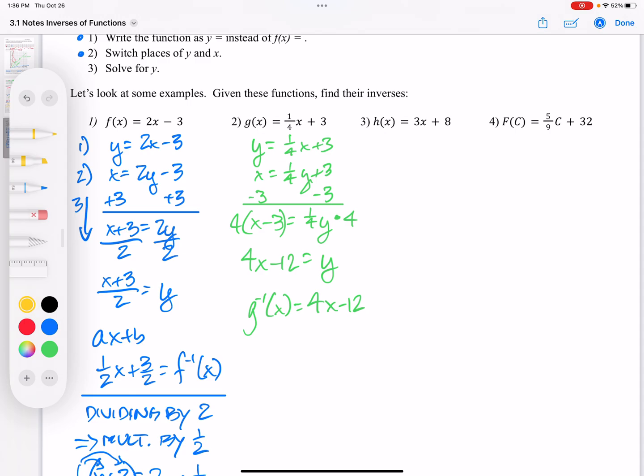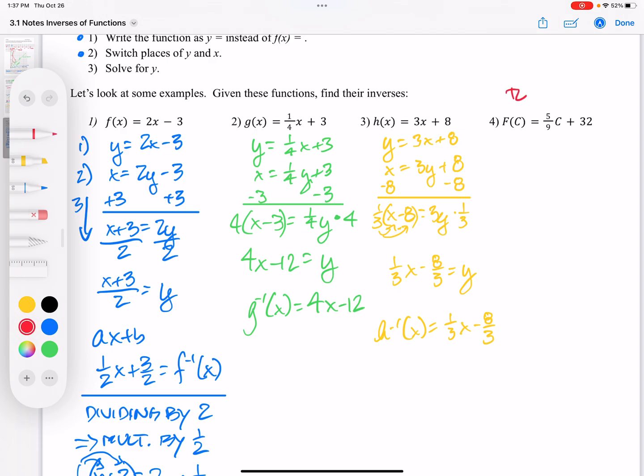Next one works much the same. y equals 3x plus 8. x equals 3y plus 8. Subtract 8 from both sides. That gives me x minus 8 equals 3y. The inverse of 3y is 1/3. So distribute that 1/3. That gives me 1/3 x minus 8 over 3 equals y. So h inverse of x equals 1/3 x minus 8 over 3.